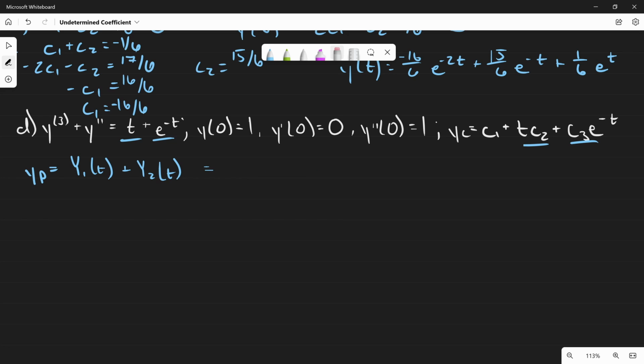Actually, that's a lie. We need to put in our constants. So a t plus b plus c e to the negative t. Now, because t and e to the negative t are similar to what's in our homogeneous system, we have to multiply each one by t raised to some power of s. And to determine what our power is, it has to be the minimum number. So for c e to the negative t, just leaving t to the first power should be more than enough.